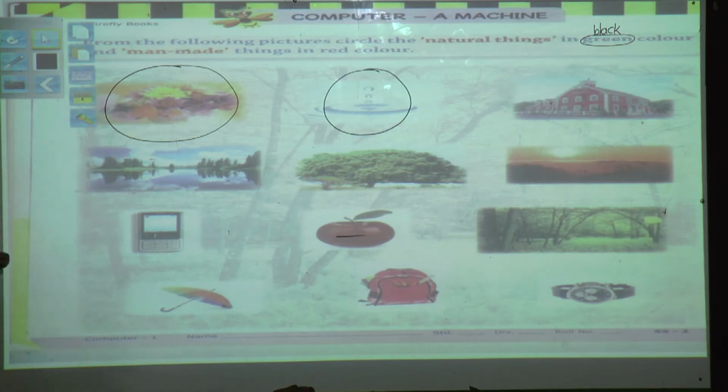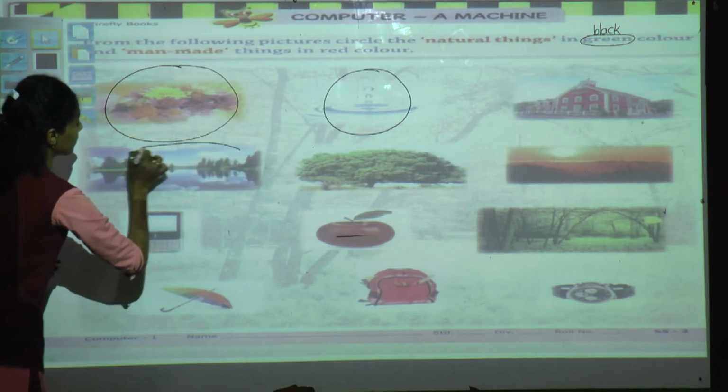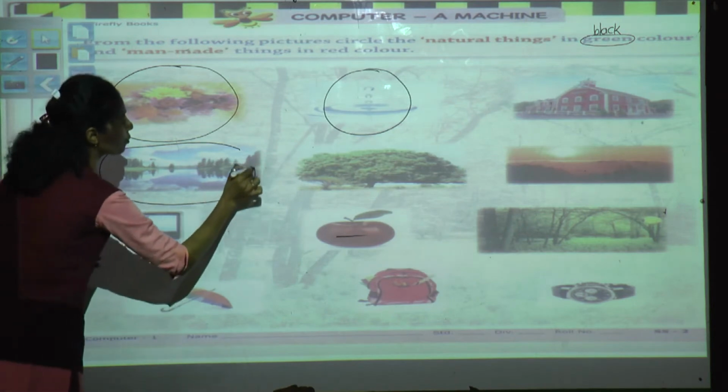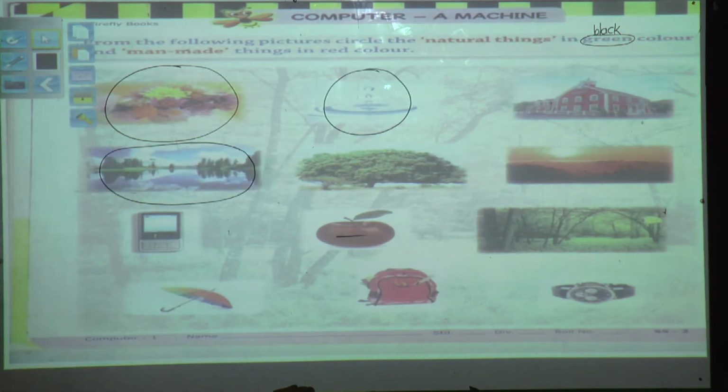Next is a, what is this? Church. Then is it man-made or natural? It is man-made. Okay. Firstly, we will circle only natural things. What is this? This is scenery. Is this a natural thing or a man-made thing? Yes, this is a natural thing. Then we will circle here by using black color, but you have to use green color.